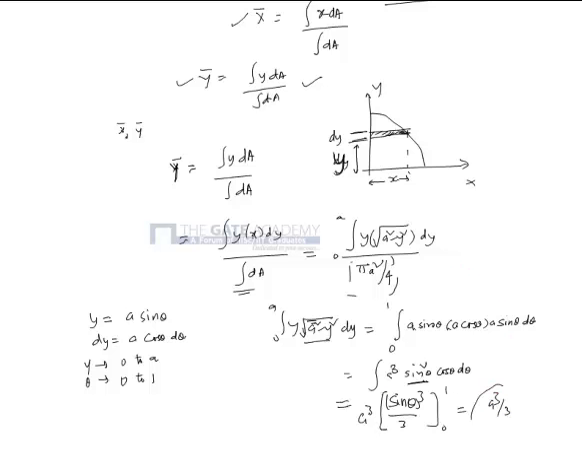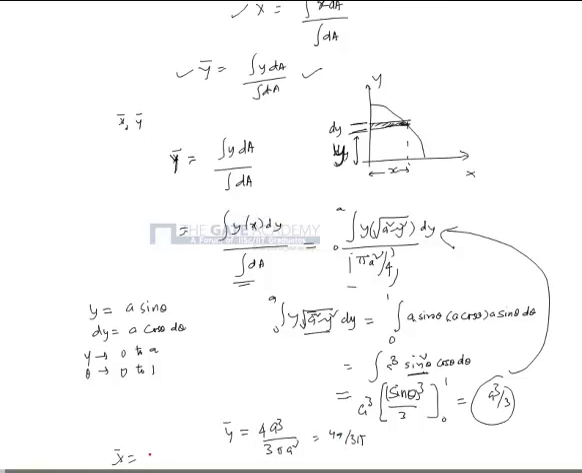So when you substitute this back, you will get y bar as a cube by 3 over pi a square by 4, which is 4a by 3 pi. Now x bar is also the same as y bar, because we already mentioned that it is symmetric. So the coordinates of CG are 4a by 3 pi comma 4a by 3 pi. So the answer is A.